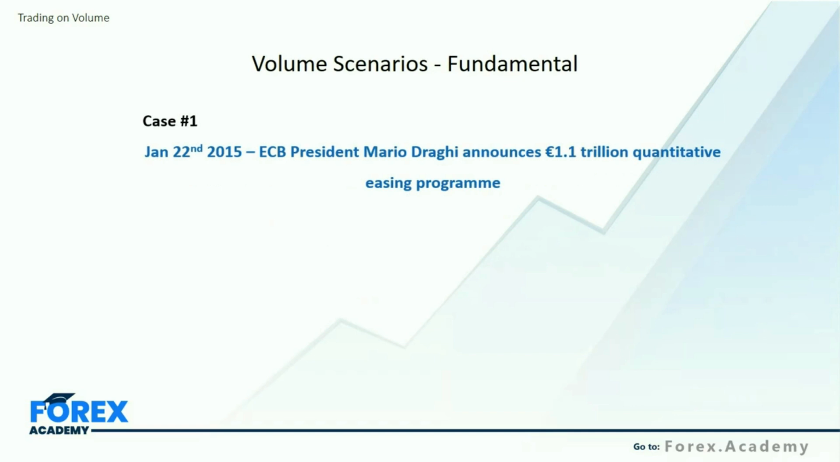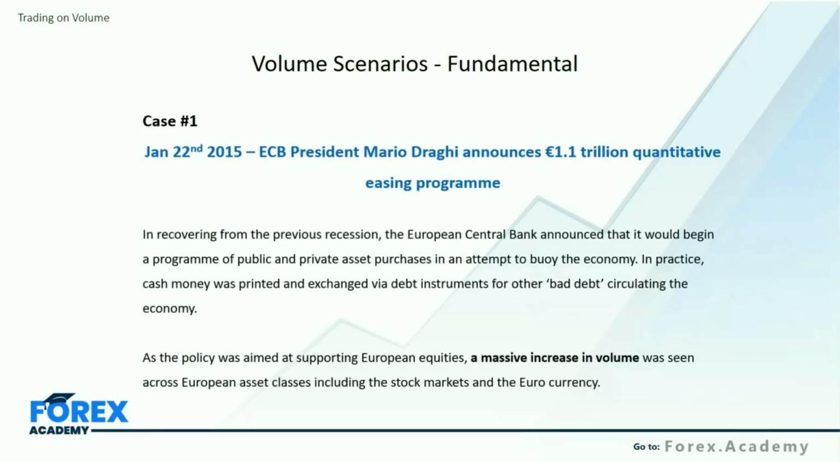So case number one, fundamental case number one, January 22nd, 2015, European Central Bank President Mario Draghi announces a 1.1 trillion euro quantitative easing program. Now, what did that mean for the market? Well, in recovering from the previous recession, the European Central Bank announced that it would begin a program of public and private asset purchases in an attempt to support or buoy up the economy. In practice, cash money was printed and exchanged via debt instruments, basically the bond market, for other bad debt circulating the economy.